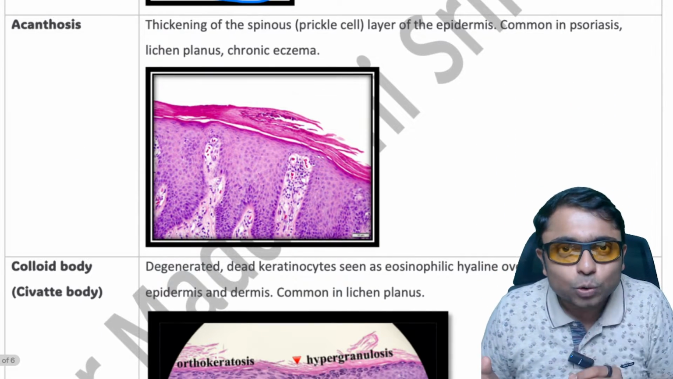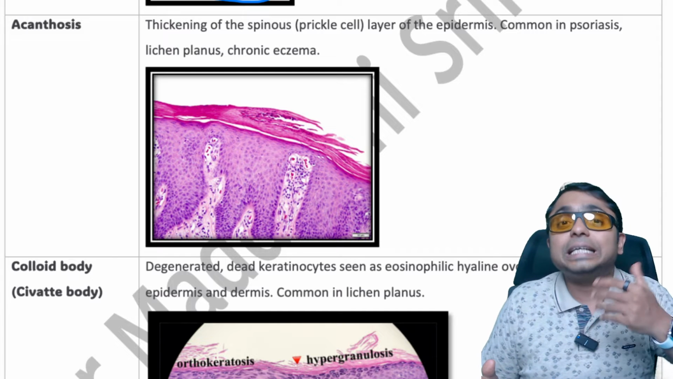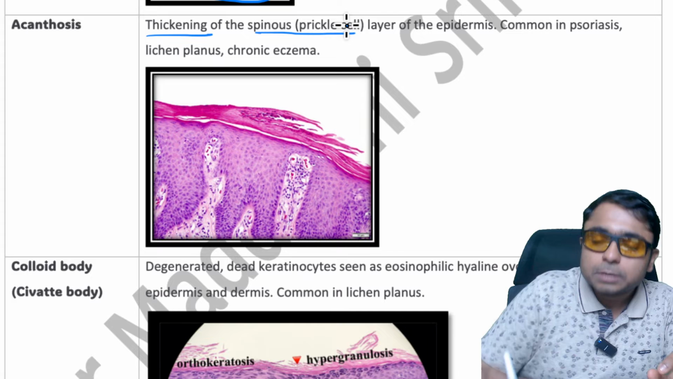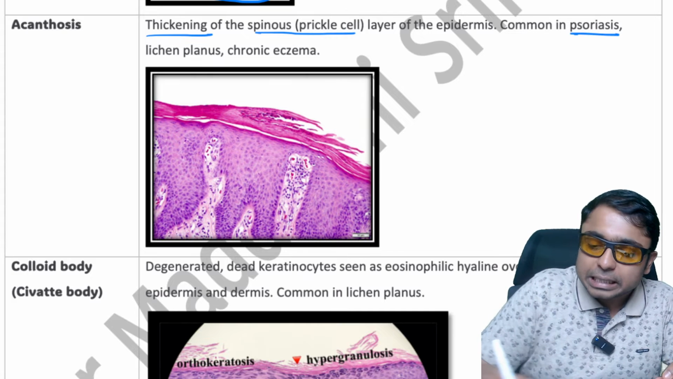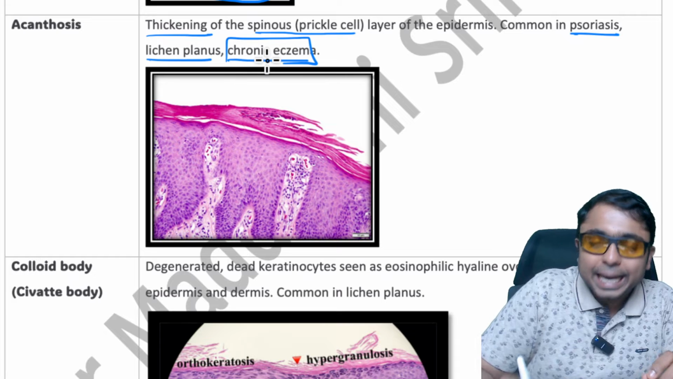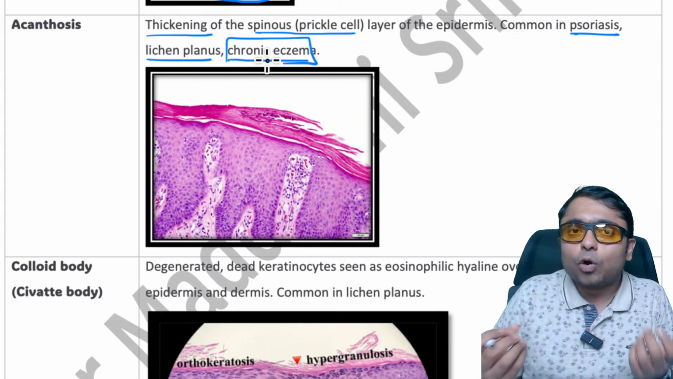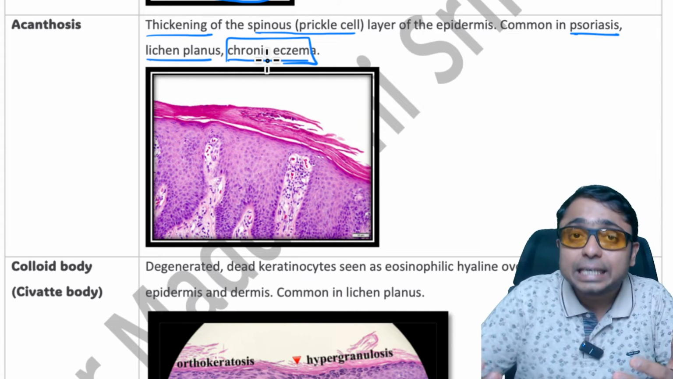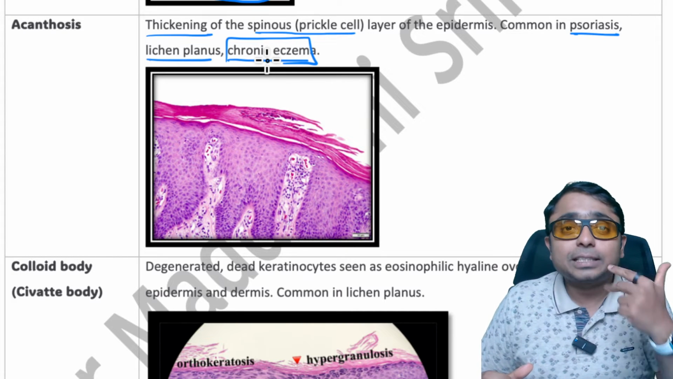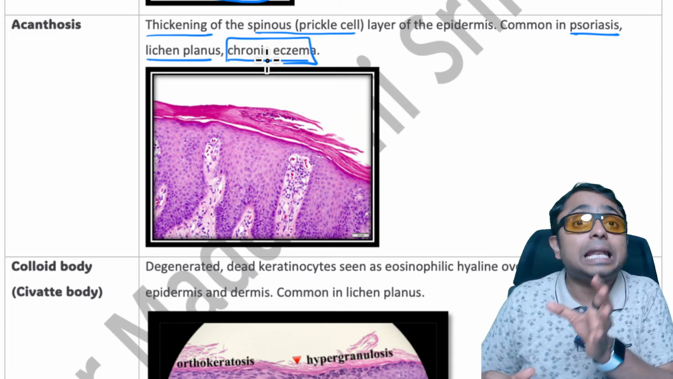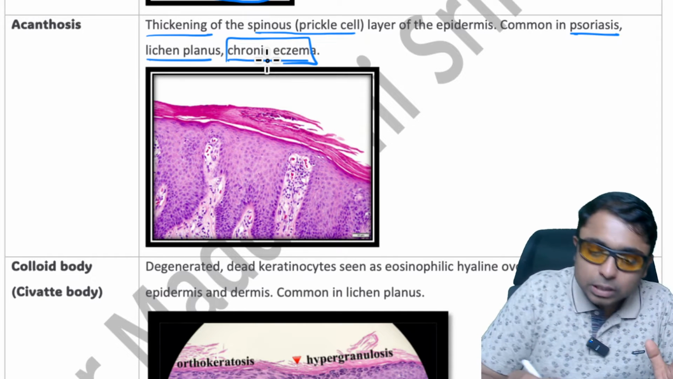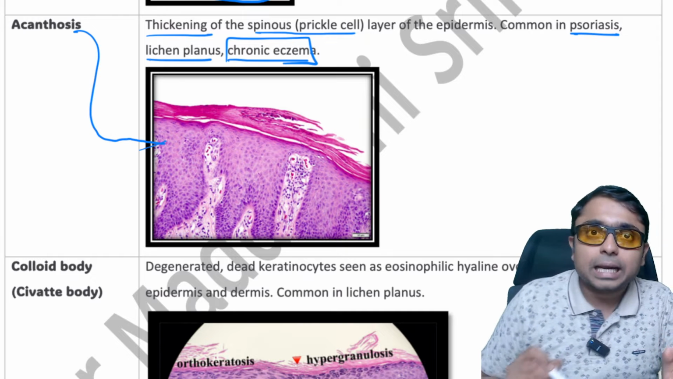Next is acanthosis. Remember stratum spinosum, if it is thickened, then we call it acanthosis. Stratum spinosum is also called the prickle cell layer and it is commonly seen in psoriasis and also lichen planus. And if you remember, in chronic eczema the patients have constant scratching, because of which skin is going to show three important changes: thickening of the skin, increased pigmentation, increased skin markings. All of them put together we call lichenification.